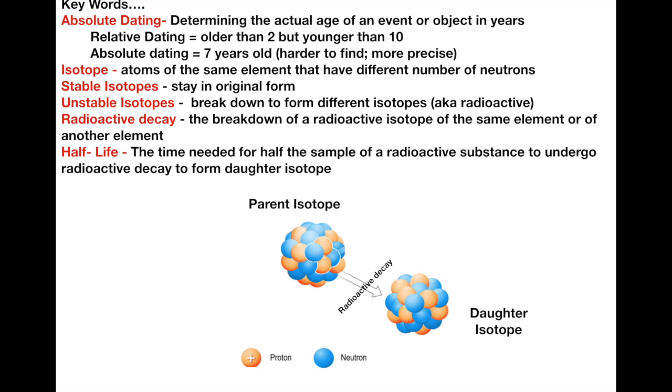The process of an unstable isotope breaking down is called radioactive decay. In our popcorn lab, popping of the popcorn represents radioactive decay. Half-life is the time needed for half the sample of our radioactive substance to undergo radioactive decay to form the daughter isotope. In our popcorn example, half-life would be represented by 50% of the popcorn being cooked.